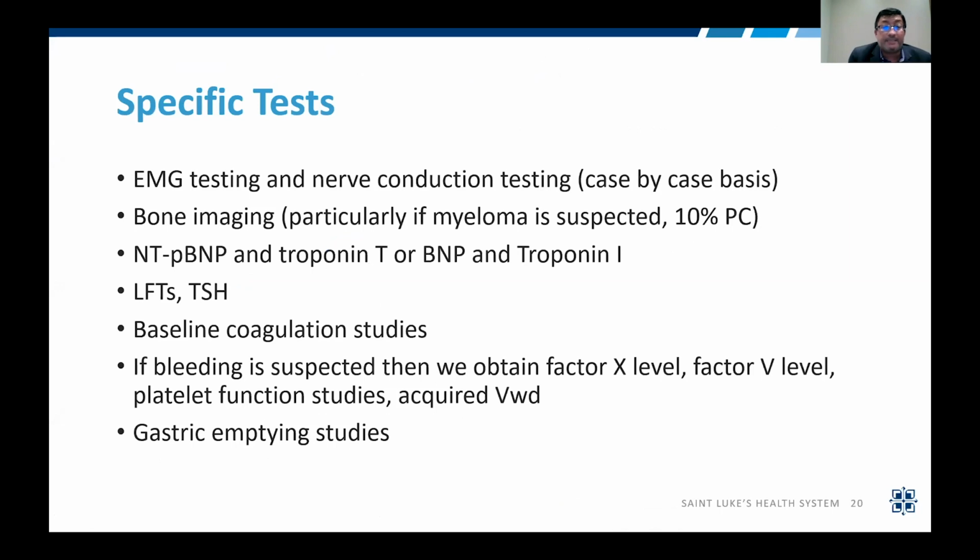Now, some other specific tests we really recommend: EMG testing, nerve conduction testing. In our clinics here, we only do it on a case-by-case basis, only because it's not an easy test to perform and it is painful. So we would like to do it if we can change the management or if it has some additional information that we're looking for. Bone imaging, particularly if myeloma is suspected along with amyloidosis, with 10% or more plasma cells, we like to do it, or if they are symptomatic with bone pain.